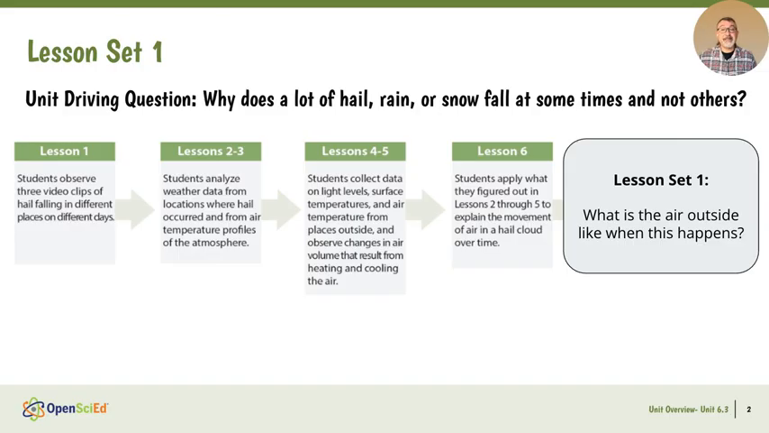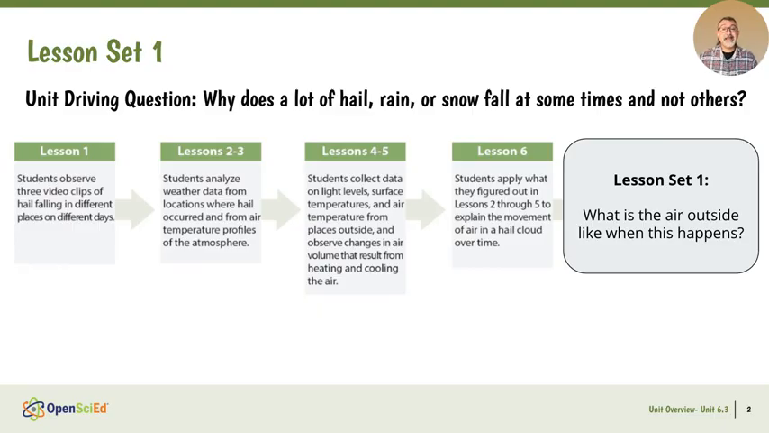OpenSciEd units are organized into collections of lessons called lesson sets. A lesson set is just a group of lessons that is focused on figuring out a part of our phenomenon. At the end of a lesson set, students put their ideas together to explain what they can at that point. The weather unit has 4 lesson sets.